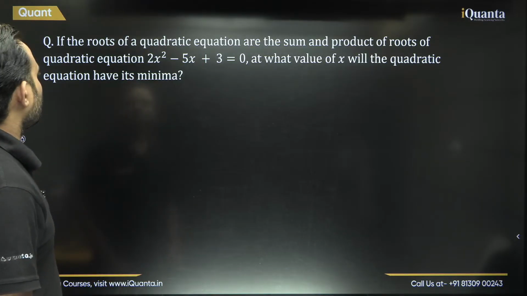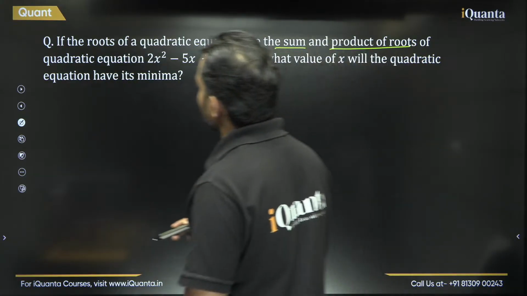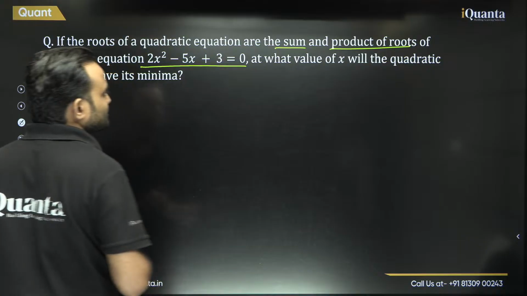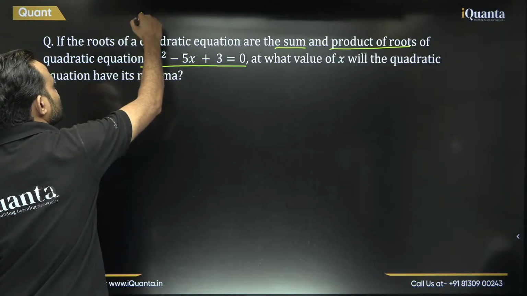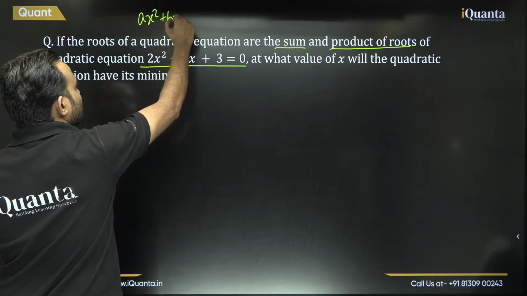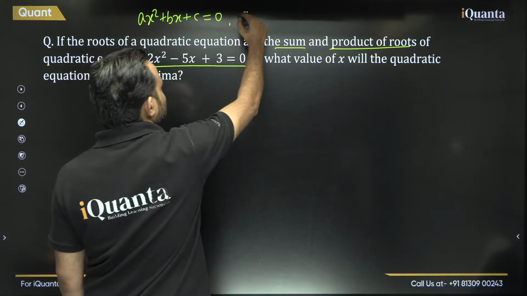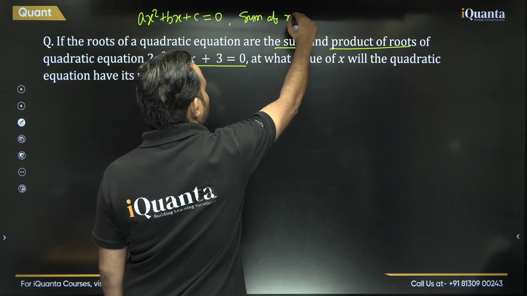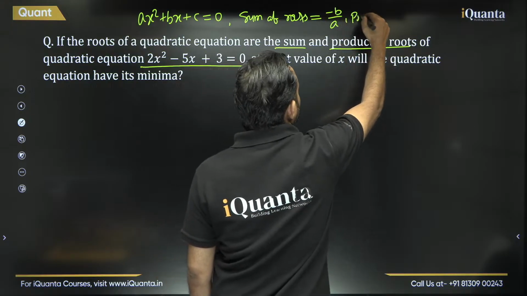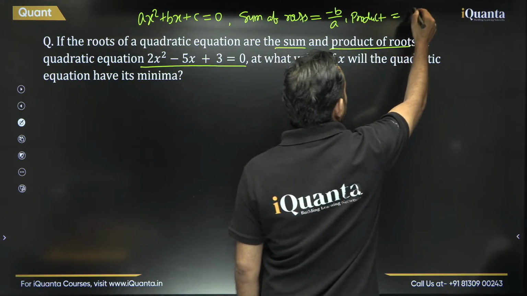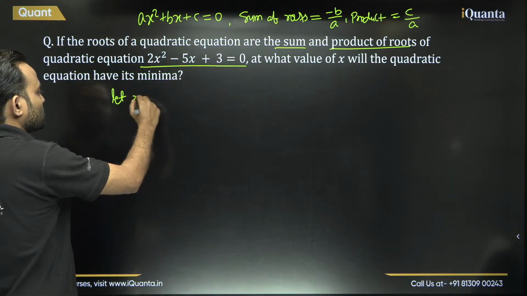It says if the roots of a quadratic equation are the sum and product of the roots of the quadratic equation given, at what value of x will the quadratic expression have its minima? If we have ax square plus bx plus c equal to 0 and it has two roots, then what do we say about the sum of roots? Sum of roots is equal to minus b by a, and the product of roots is equal to c by a.